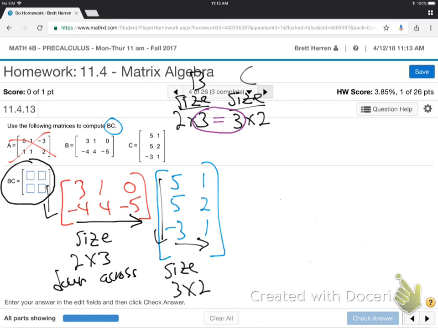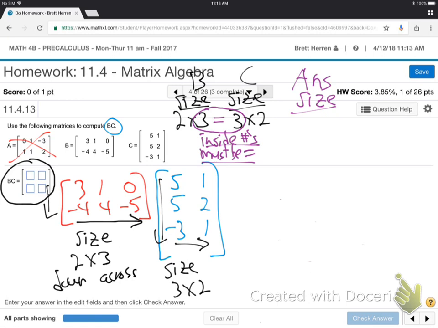Okay, and what is the size of the answer matrix? So first off, inside numbers must be equal. That's like the green light. Otherwise, you're looking at a red light and you can't go. If the inside numbers are different, red light, you can't do it. But if the inside numbers are equal, green light, you can multiply the matrices.